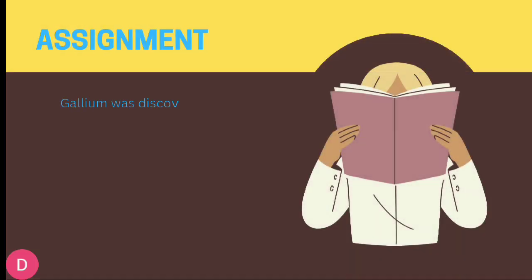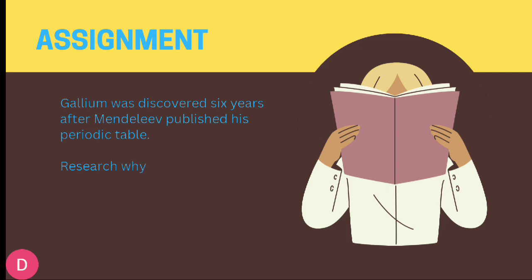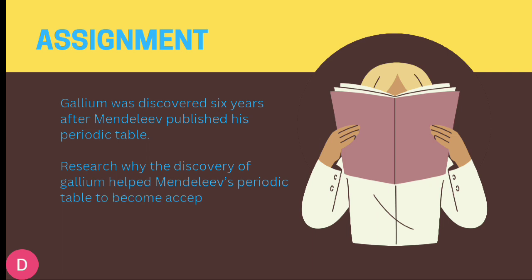Now, at the end, I have a little assignment for you. The assignment is: gallium was discovered 6 years after Mendeleev published his periodic table. Research why the discovery of gallium helped Mendeleev's periodic table to become accepted. Prepare to share your answer in the comments below.